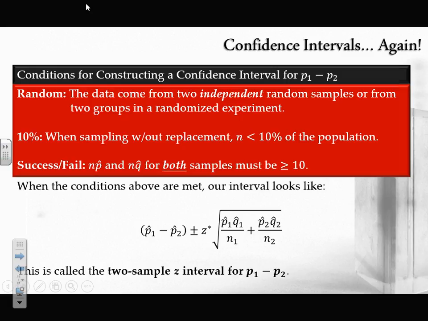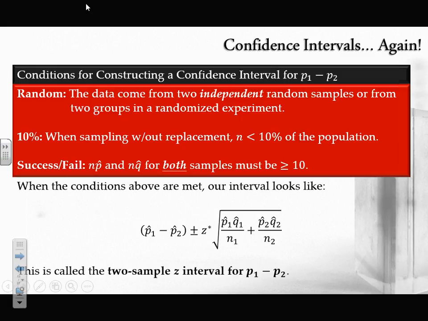Just looking through the tests here, some of you guys missed points because you were putting the incorrect z stars into your formulas. You need to make sure you know what those are. So 90%, z star would be 1.645. For 95%, 1.96. For 98%, anybody remember that one? That's 2.33. And then 99% was 2.576 or 2.58. Okay? So if you don't remember those, you need to go back. I would just memorize those main ones because those are ones you're going to see most often.